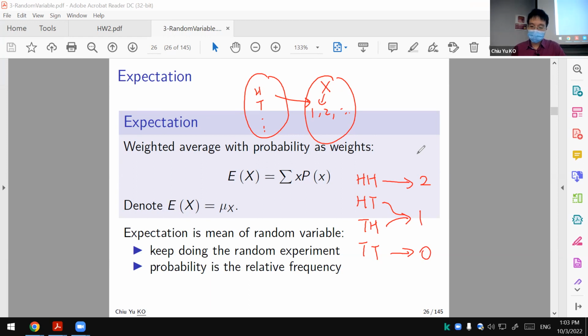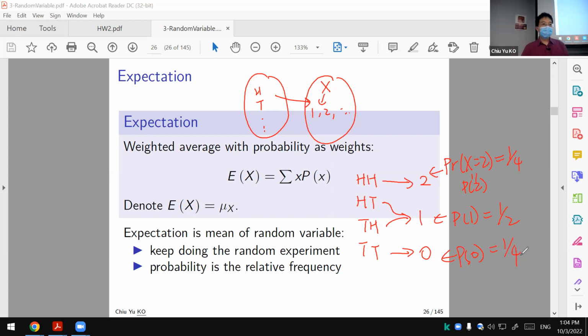Why is that the case? Because if we assume a fair coin, each outcome is equally likely. And we have been saying that the probability of X equal to 2 is 1/4, so P2 is 1/4, P1 is 1/2, and P0 is 1/4. So this is what we have.